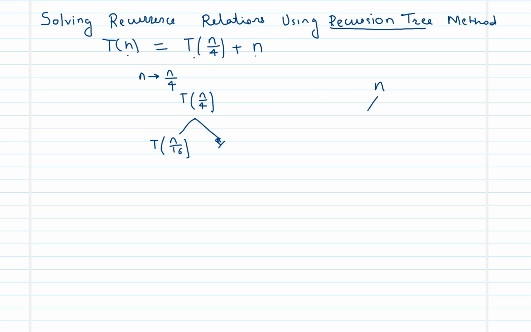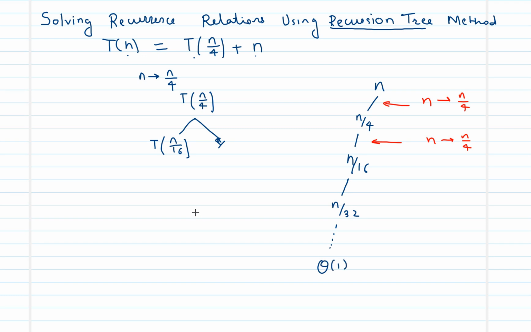So n goes to n/4 in the first phase, then in the next phase it goes to n/16, because at each stage I replace n by n/4. This is a very general and simple example I have taken. Now the tree will proceed to n/32, and this will continue until we reach Theta(1), that is our T(1).